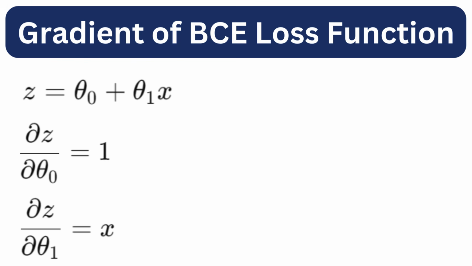Now let's take the derivative of the term z with respect to the parameters. With respect to theta 0, the term becomes 1. And if we take the derivative of z with respect to theta 1, the term becomes x.